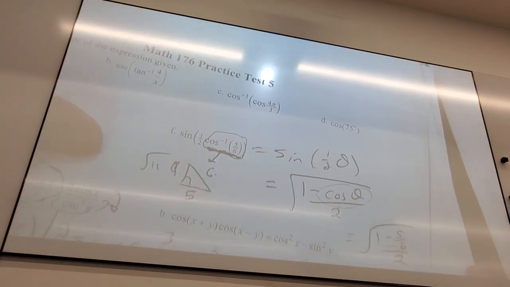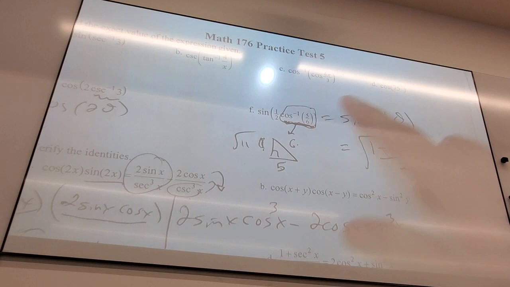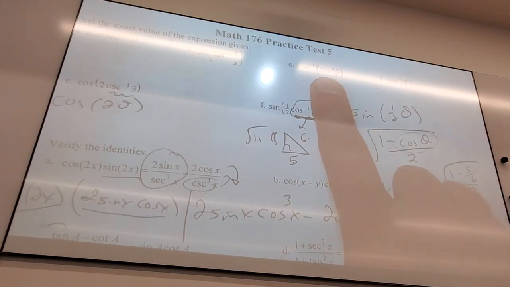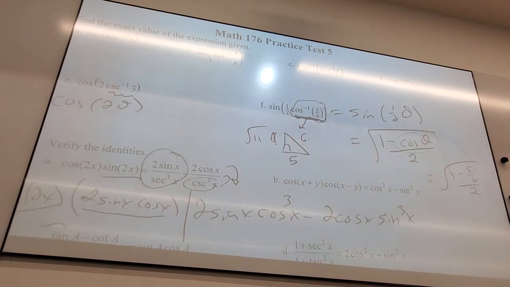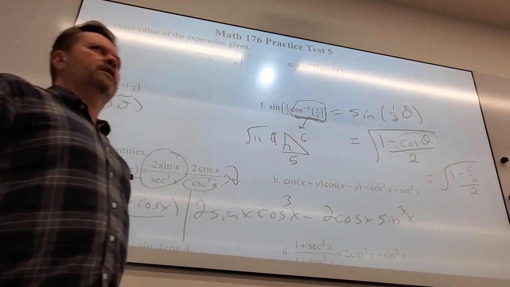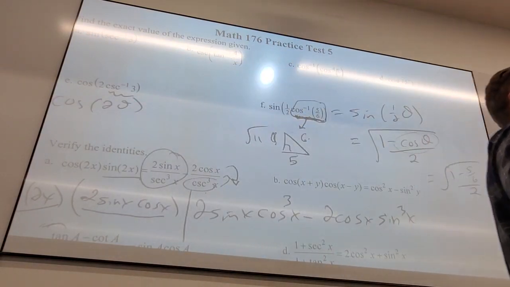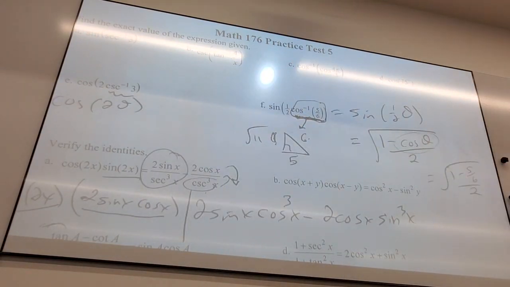Getting away from identities for a second. What was tricky about this one? There's something tricky up here. Don't cosine and inverse cosine want to do what? They want to kill each other. But the answer is not 4 pi over 3. Why not? Because, Jeff, math is evil. No.